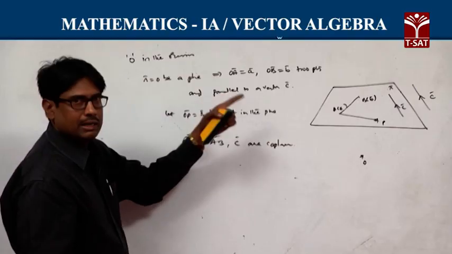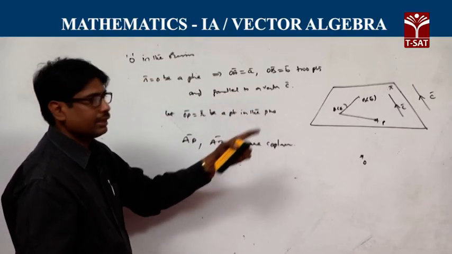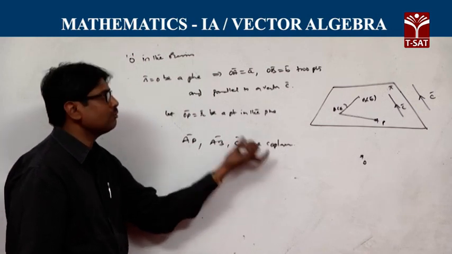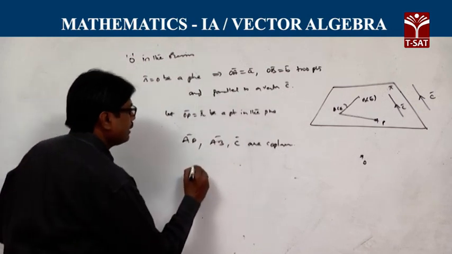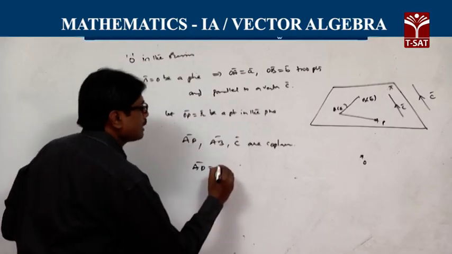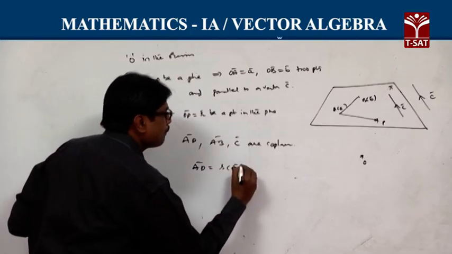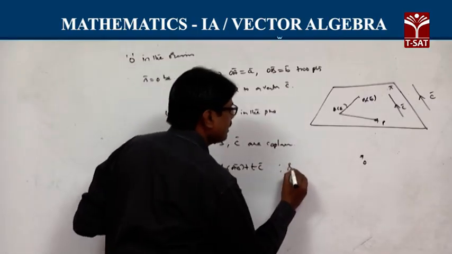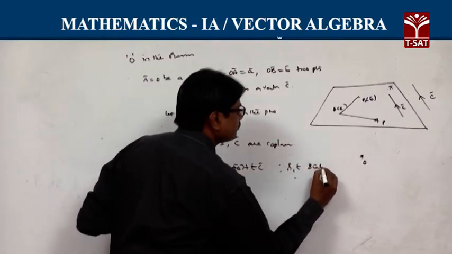Again you apply the coplanarity condition. What is the coplanarity condition? One vector can be expressed as a combination of the other two with scalars. So, you can write AP bar is equal to S times AB bar plus T times C bar, where S and T will be the scalars.